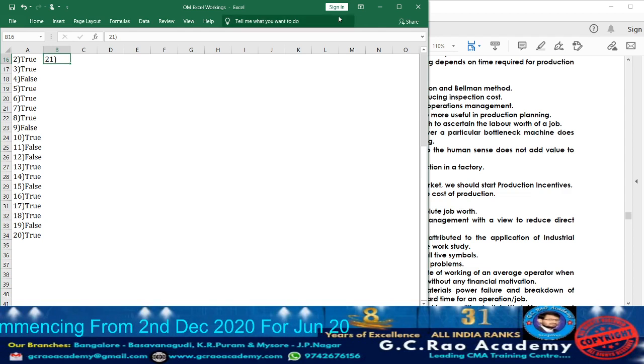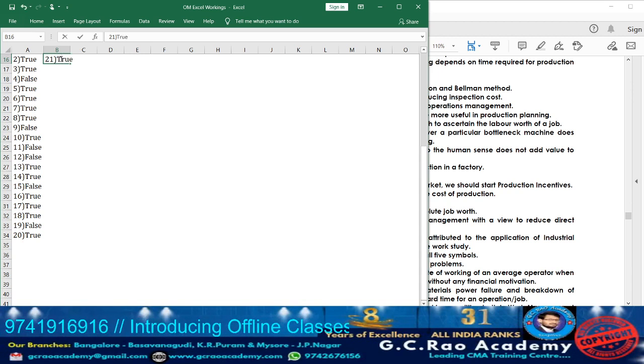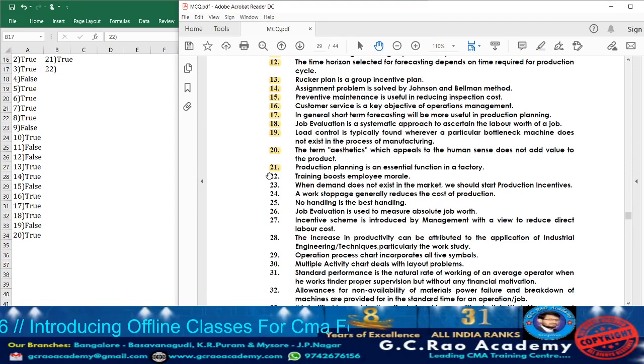Now let us move on to statement 21. What they are telling, production planning is an essential function in a factory. Yes, in a manufacturing unit, without production planning, they cannot decide how much quantity of products has to be manufactured, which products, and how. Without the required planning, production cannot be carried on. So statement 21 is true. Now moving on to statement 22.